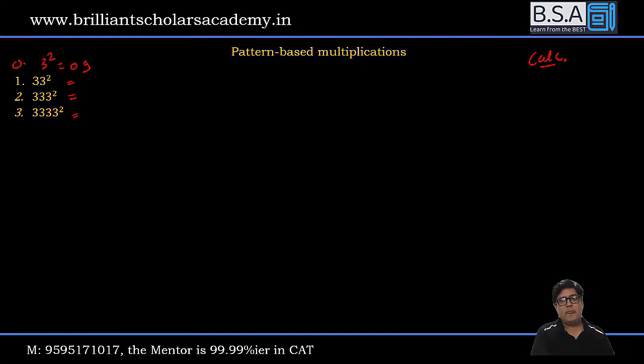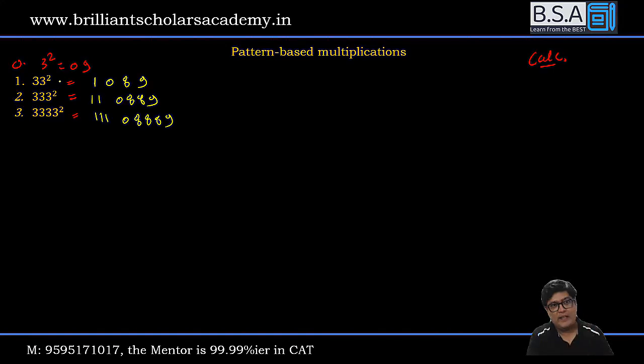This is 1089. The next one is 110889. The next one is 11108889. What is the pattern I'm trying to show you? In the square of 3s, the digits 0 and 9 are available in all of them, do you see?